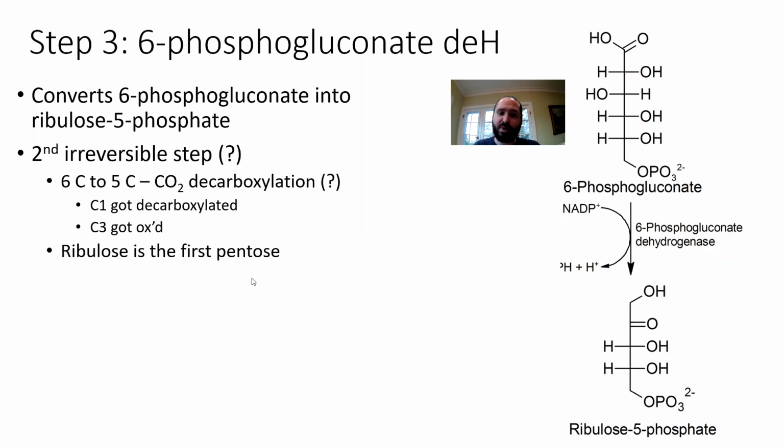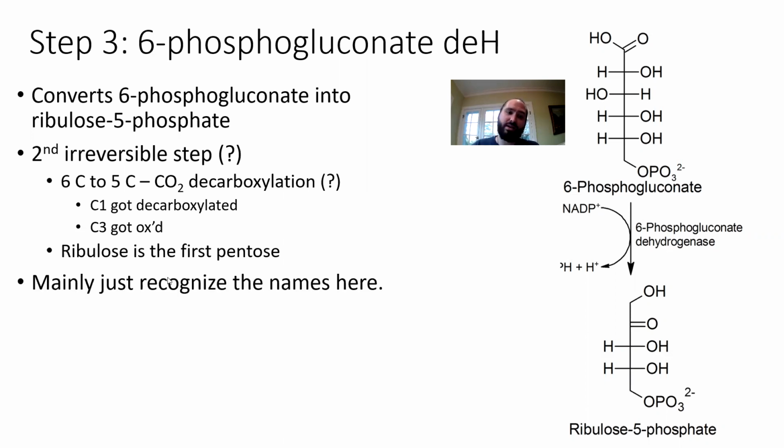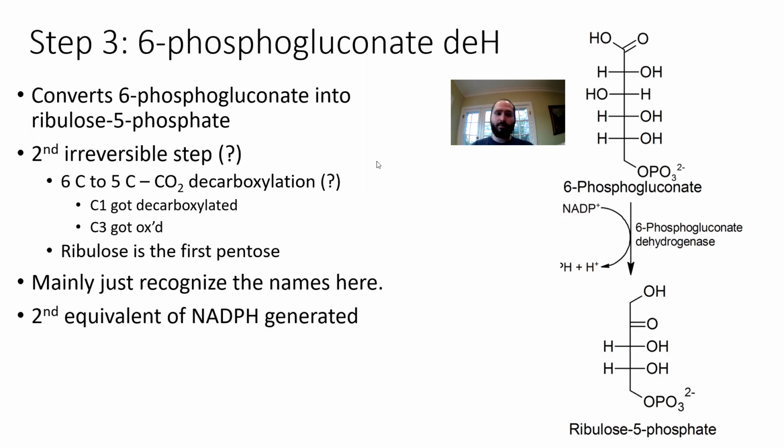We also have our first pentose in the pentose phosphate pathway with ribulose. Of course, it'll be a keto pentose, whereas ribose will be an aldopentose. Again, mainly just recognize the names here and recognize that this is the second NADPH producing step, and that would make sense if you can connect it to a dehydrogenase. Any questions? Oh, yeah. This is the last step of the oxidative phase.